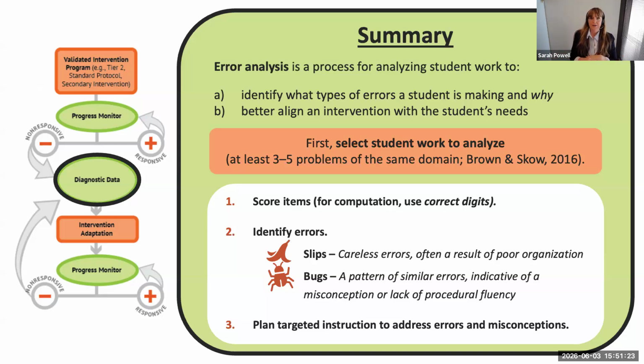And as Ali and I talked about today, there's really 3 steps that are involved here. First, score the item. And remember, for computation, do check for correct digits, not just correct answers. And then identify the errors. Is it just an oops, oh, that was a slip, I just made that one-time mistake? Or is it a consistent bug? And we've seen some bugs alive and well today in students' computation work and in their word problem work.